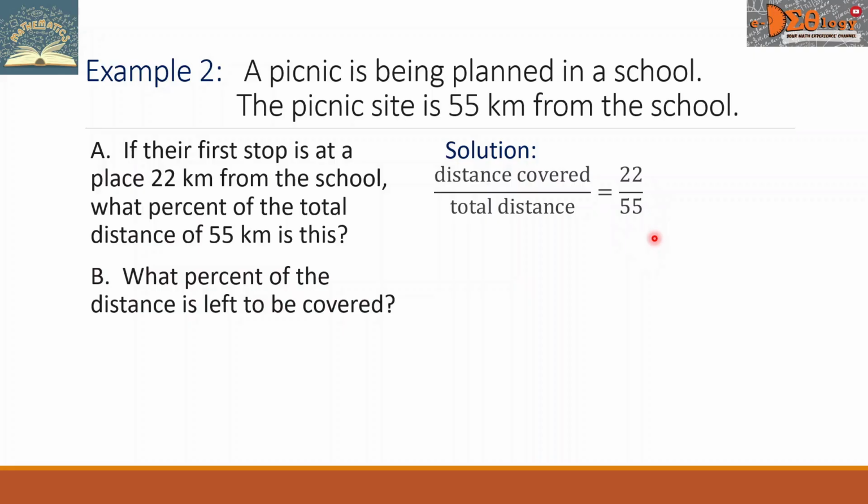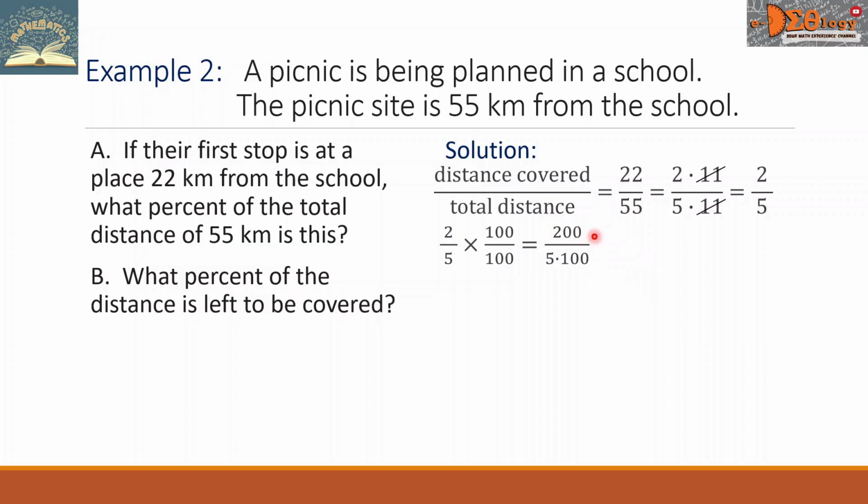When we simplify this fraction, we can show that 22 is 2 times 11, while 55 is 5 times 11. Then we can cancel 11 and 11. Finally, 2 over 5. Then let us convert the 2 over 5 to a percent. Let's multiply this by 100 over 100. Let's multiply 2 by 100, while in the denominator, let's put together 5 times 100. So the numerator becomes 200 over 5 times 100.